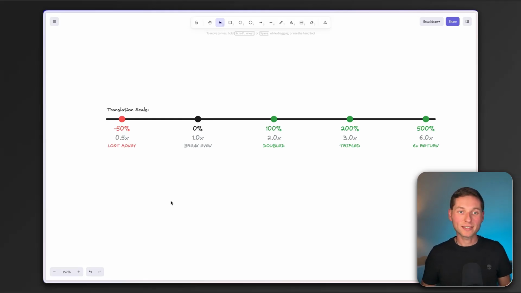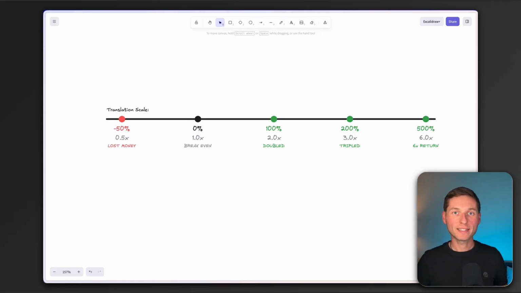If the percentage gets negative or the multiple gets below 1, then you lost money on that project. And on the other hand, if you are getting higher percentages than 0 or a multiple higher than 1x, then you are making money. So for example, if you get a 2x return on your investment or 100%, you basically doubled your invested money.